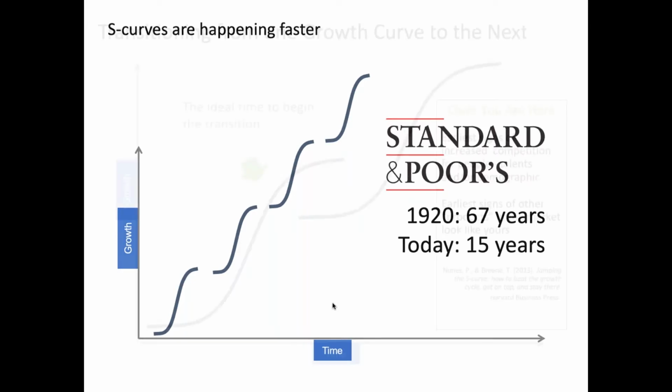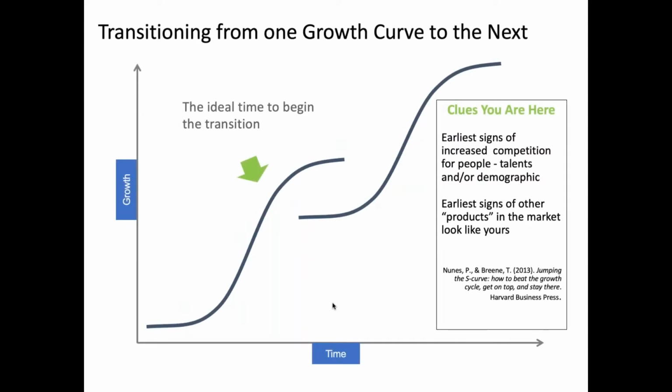So what does that mean in our organization? It means that we are transitioning from one growth curve to another growth curve almost continuously. So just the time we see the earliest signs of growth slowing, we need to be thinking about transformation again. And digital transformation helps us do that. It helps us spot those opportunities and take advantage of those opportunities faster.